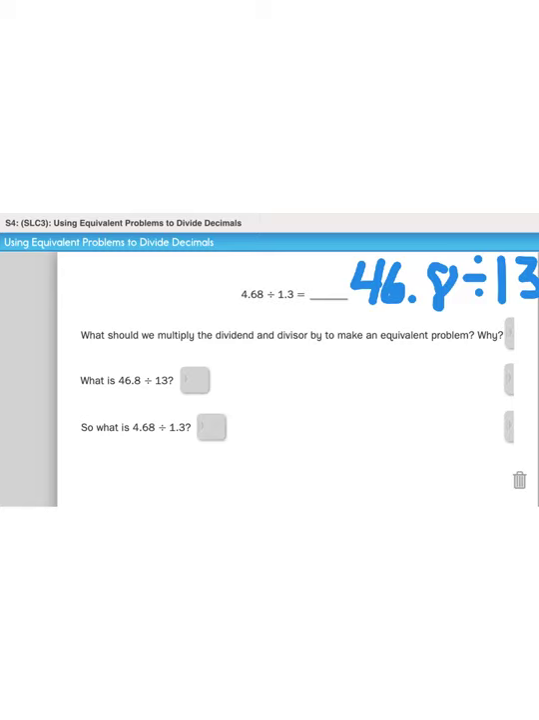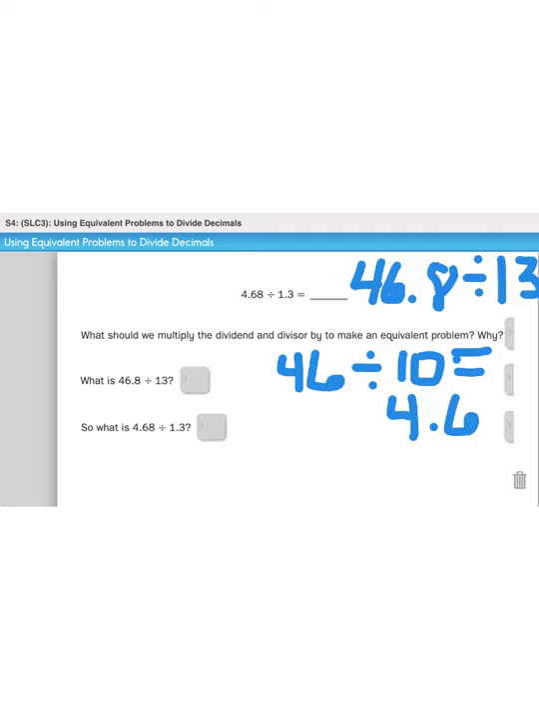So we are going to make our estimate be 46 divided by 10. We can round the 46.8 down to 46. We're going to make this 10 to make it an easy number to divide with. That's going to give us an answer of 4 6/10.